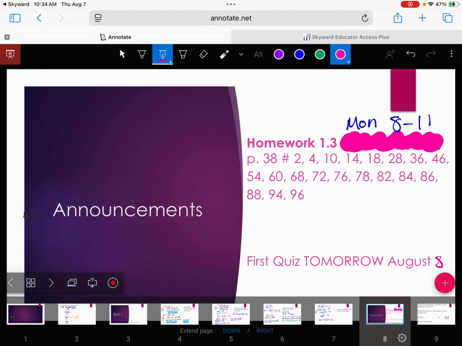So we are going to do the quiz tomorrow. So make sure you look through your homeworks 1-1 and 1-2. The quiz is on sections 1-1 and 1-2. So check those, look through them, look through the answer keys. Answer keys are posted on Canvas.